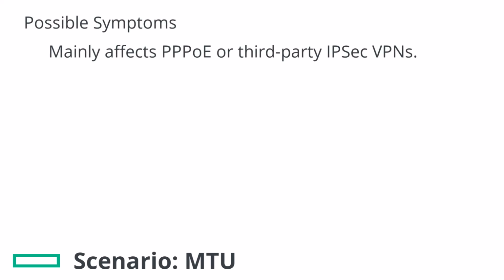Next up are MTU-related issues. Usually MTU is negotiated end-to-end, but there are a few situations where this does not happen successfully, primarily on PPPoE links or third-party VPN tunnels.